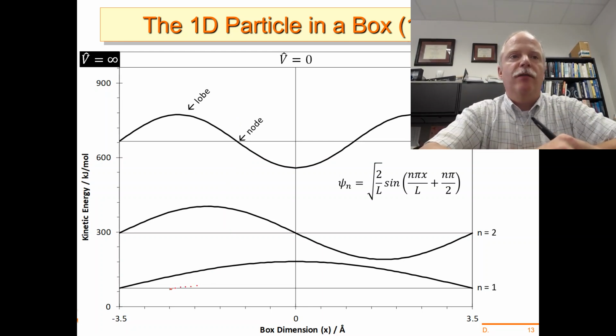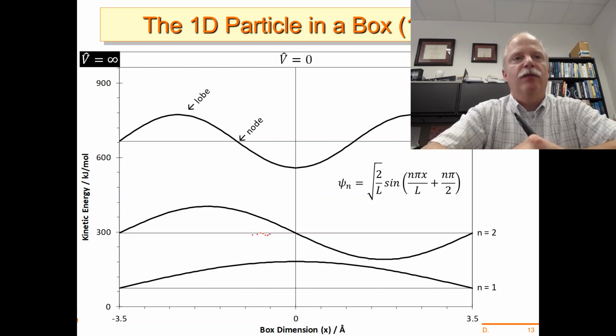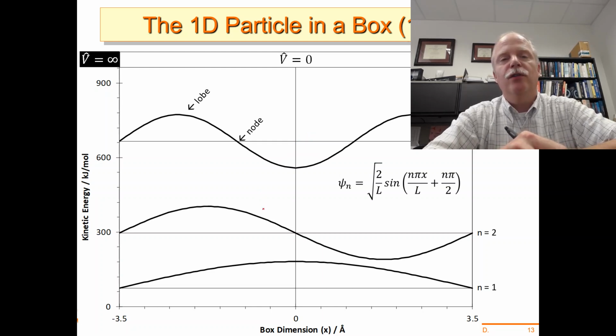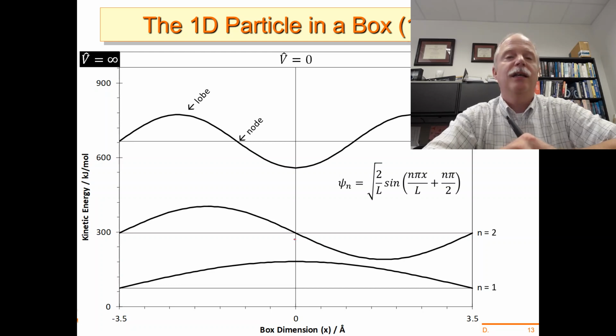And so here we have the ground state, the first excited state, and the second excited state. Remember I said that kinetic energy is proportional to the curvature of the wave function, and we see that the ground state wave function curves the least, the first excited state curves more, and we can test curvature by just counting the number of nodes.